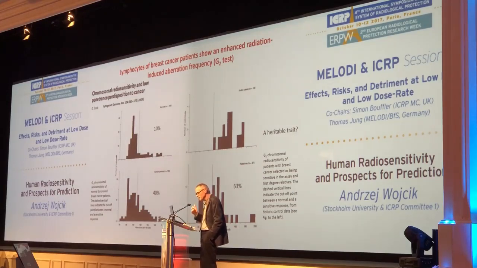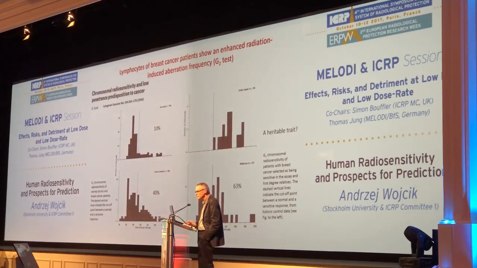He took lymphocytes from breast cancer patients. He irradiated them in vitro, and he used the so-called G2 assay, and he looked at the aberration score. What you have here is a frequency distribution of patients, or normal healthy people, with respect to their aberration score induced by radiation. So this is radiation-induced aberrations. And you always have a distribution. You have some patients that have a high frequency of aberration. So he said, okay, we make a cutoff and we treat these 10% as radiosensitive. This cutoff is about 100 aberrations per 100 cells.